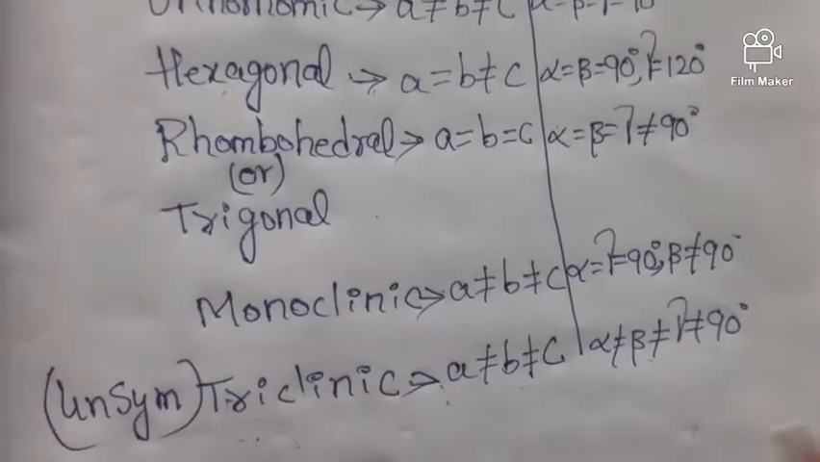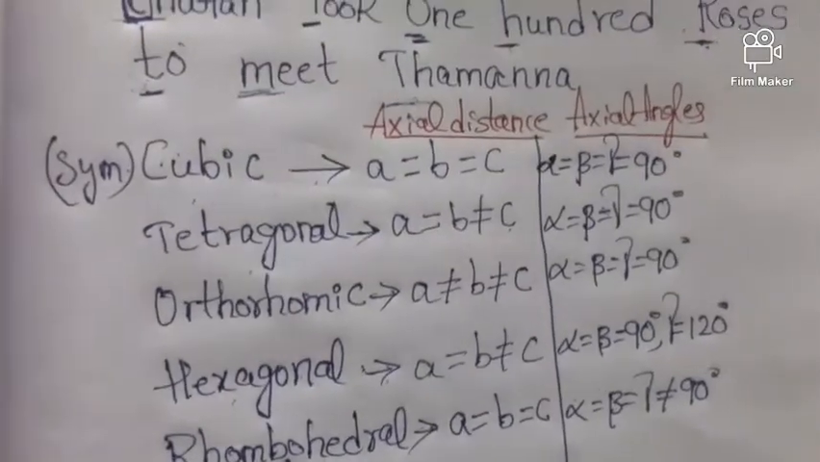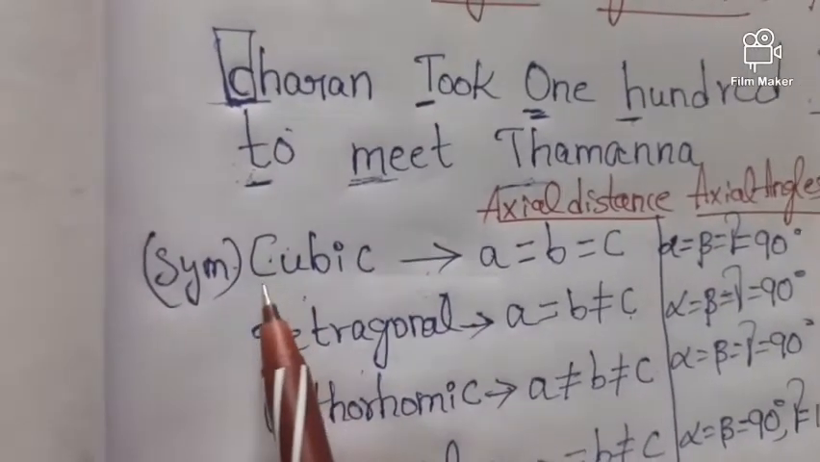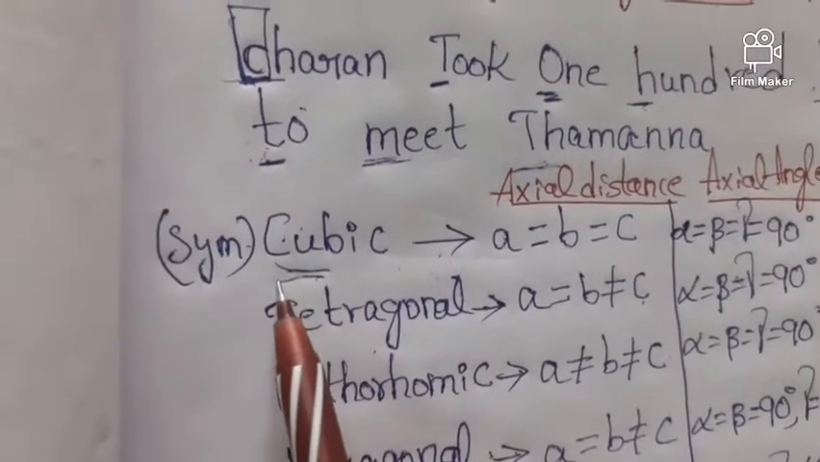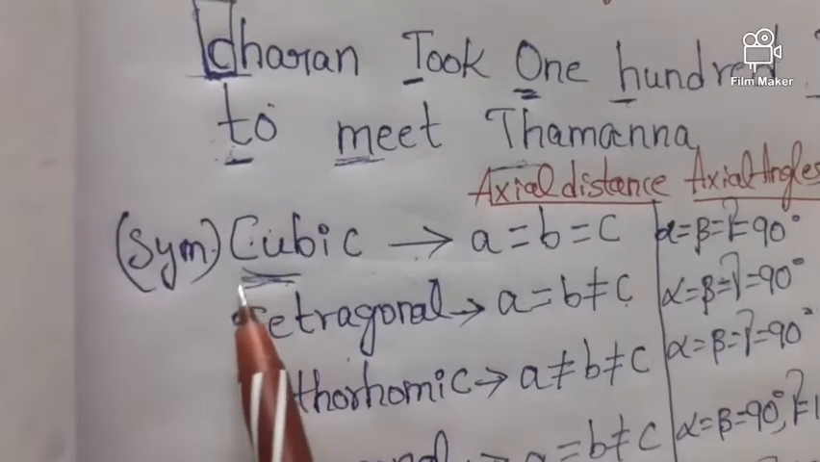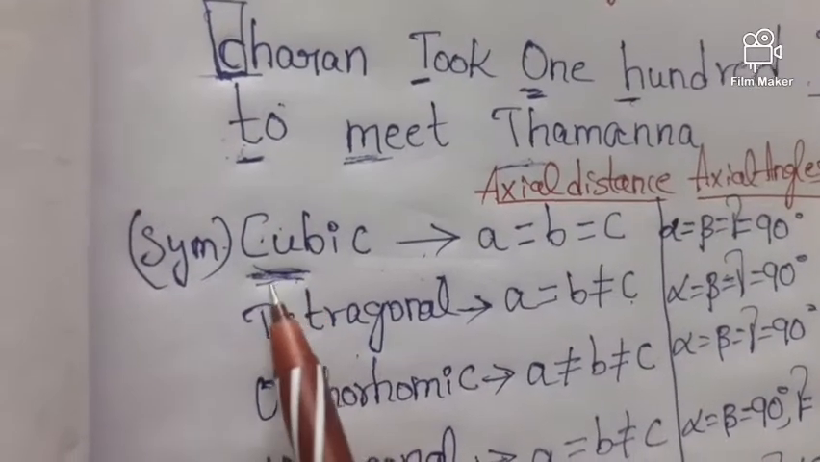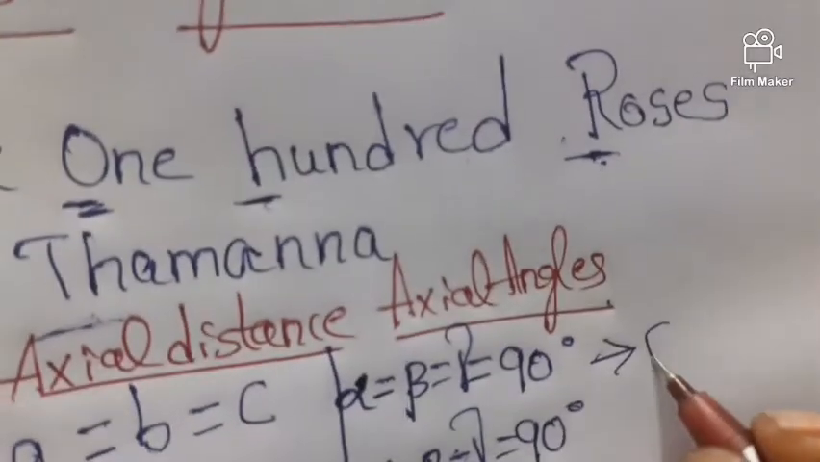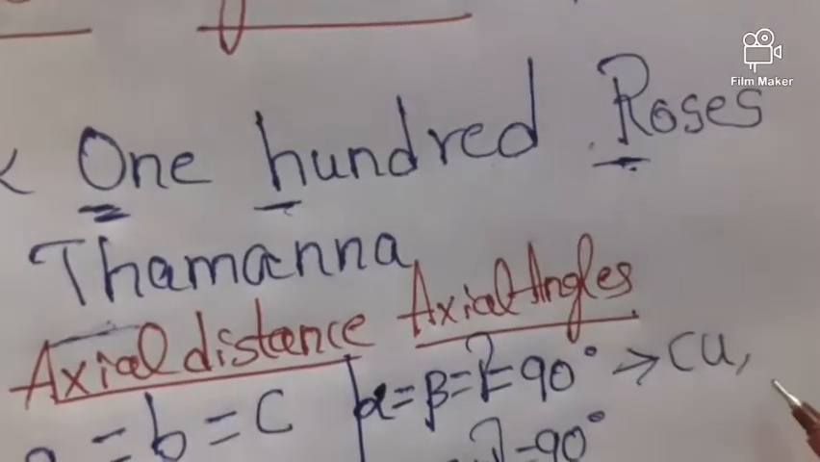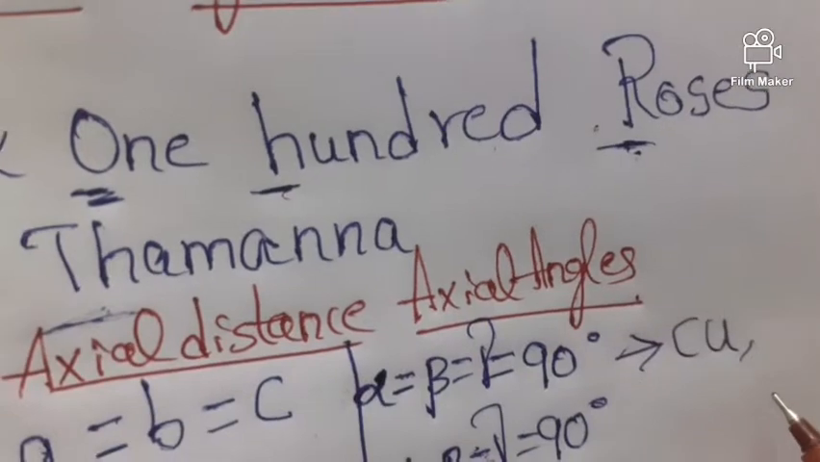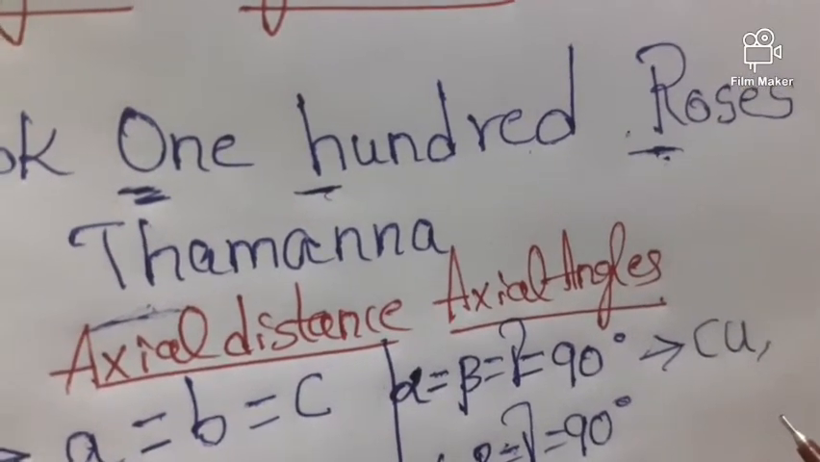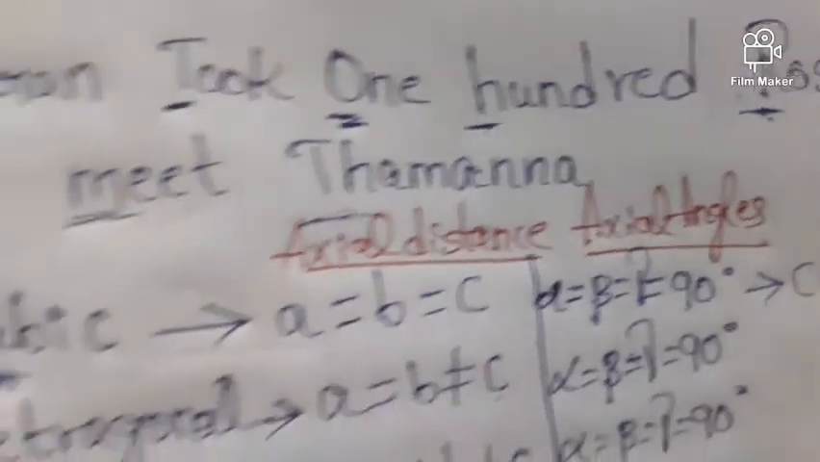So this is unsymmetrical. Now I want to tell at least one example for these. For the cubic, the example is copper. Just remember in the cubic we have Cu. Some more examples are diamond, sodium chloride, potassium chloride. At least try to remember one example. So for the cubic the example is copper.